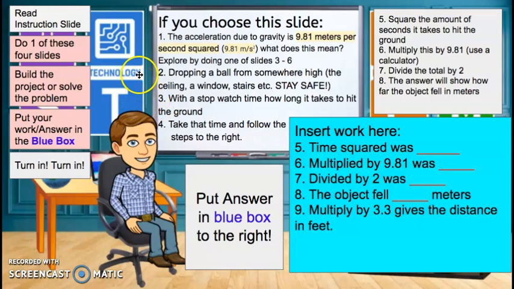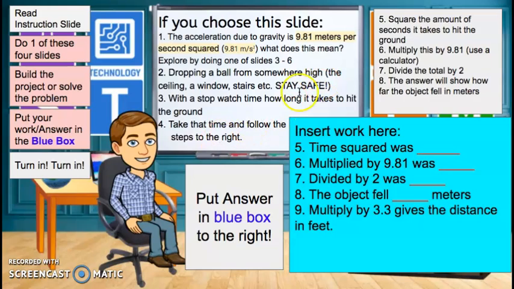So what you're going to do in this one is you're going to stand somewhere high up, like on the top of the slides at the park, maybe on a staircase outside an apartment, or maybe on the edge of a swimming pool, somewhere high. I did this one by standing, it's not advisable, but I stood on my couch and I dropped the ball. And I came up with this example.